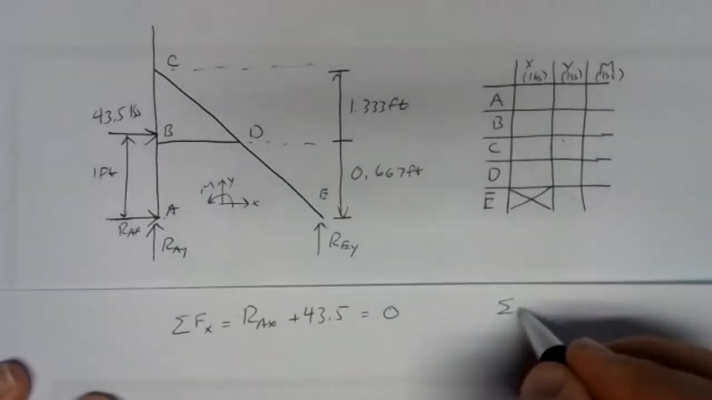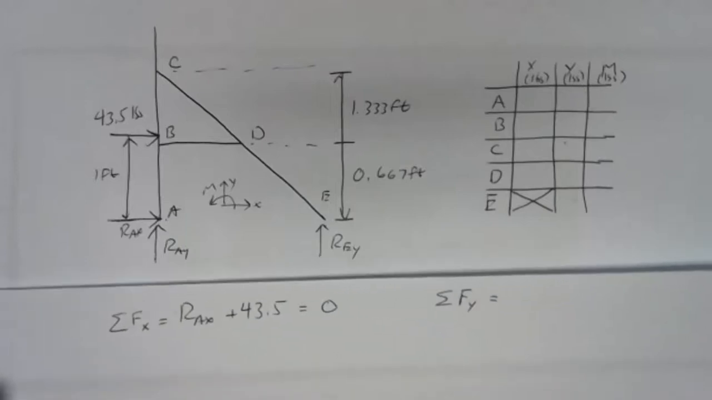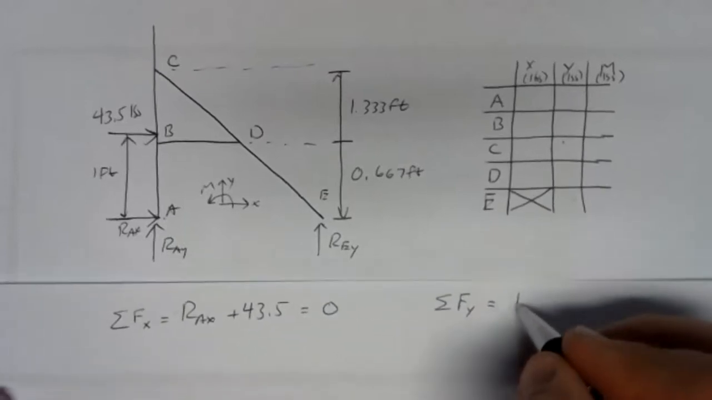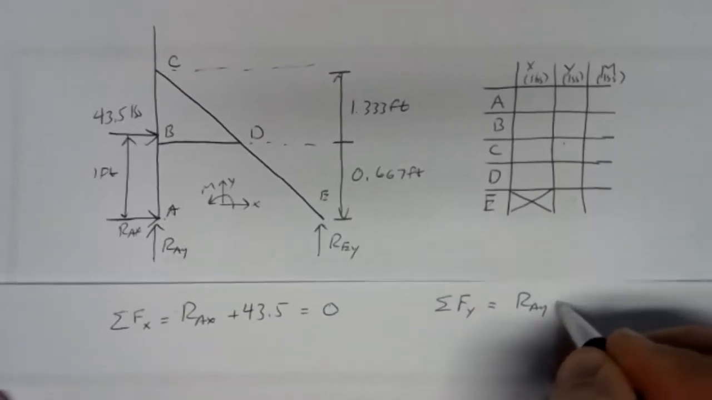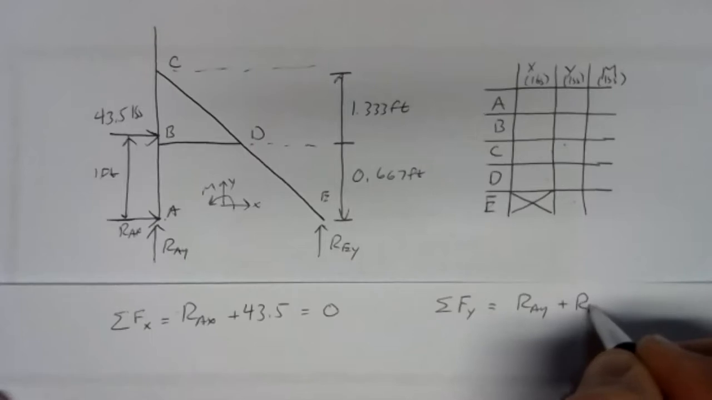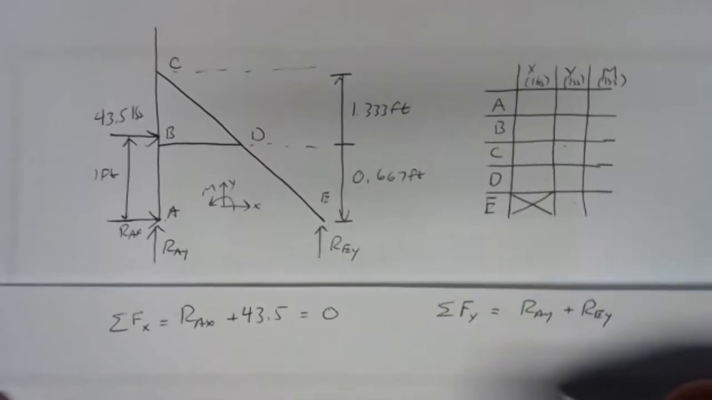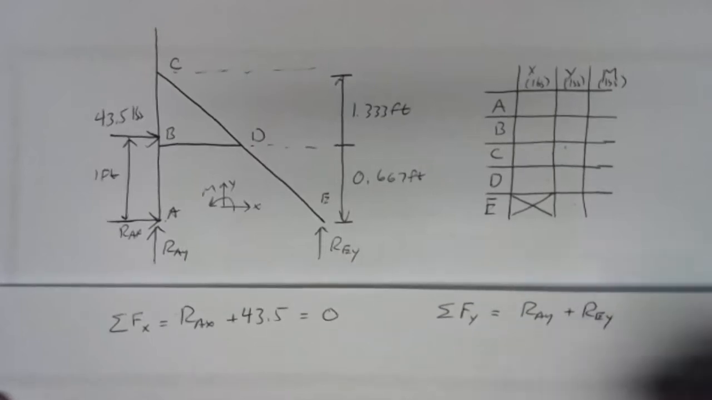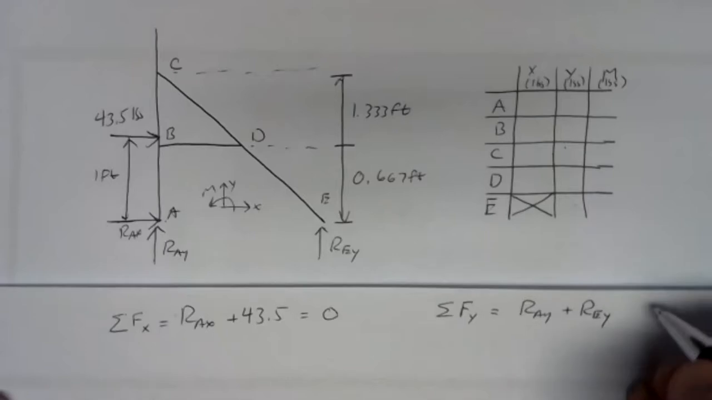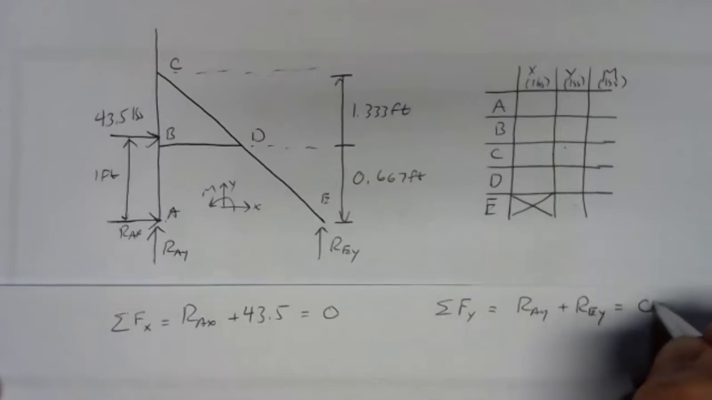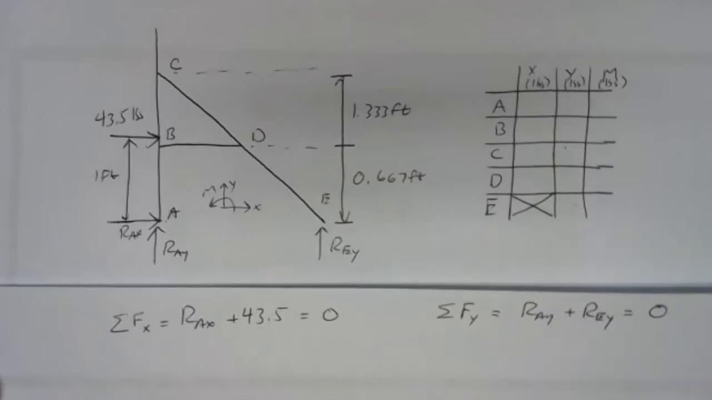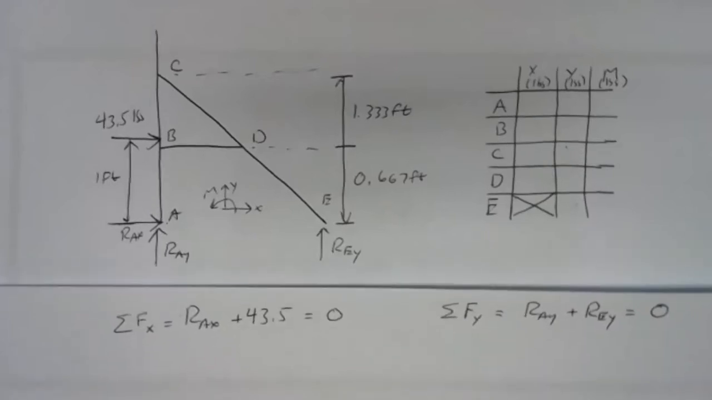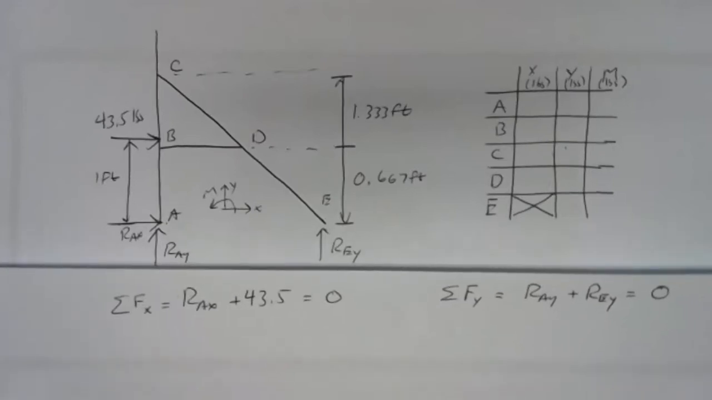We can take our sum of forces in the Y direction. In the Y direction, we have a positive RAY. We have a positive REY. And nothing else. No other forces in the Y direction. So that equals 0.